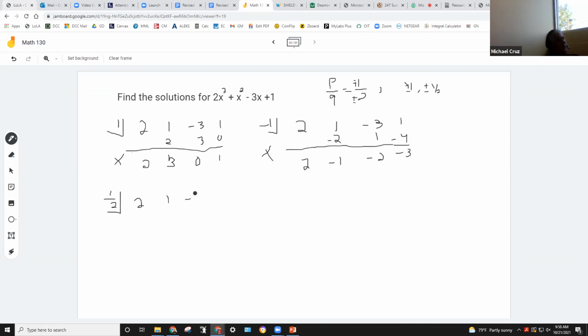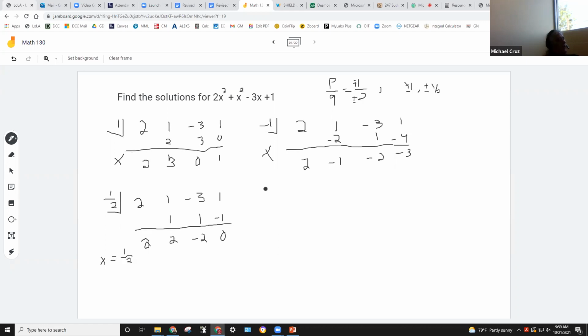All right, so all synthetic division always starts the same way. The only time it's going to change is right now, because you got a different possible solution. So that's going to be 1/2. 1/2 times 2 is 1. 1/2 times 2 is 1. 1/2 times -2 is -1. Look at that. So x equal to 1/2 is a solution.